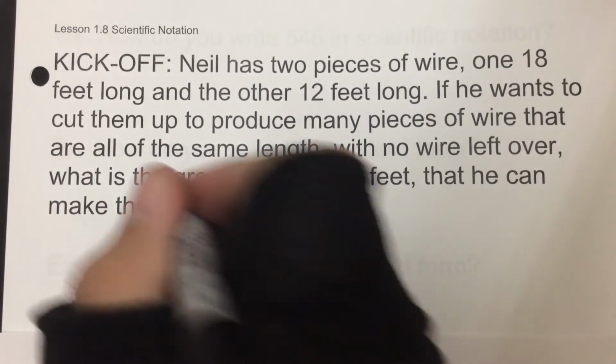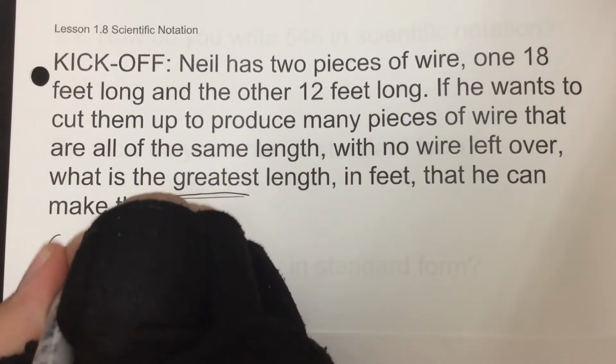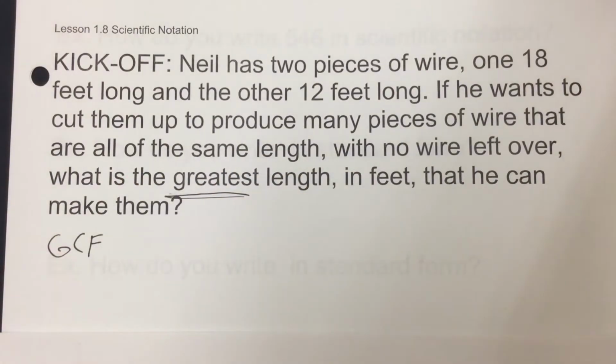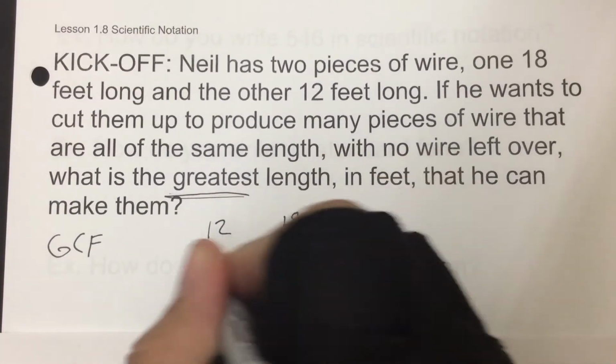Well, again, look for that keyword greatest. That means greatest common factor. You think greatest, big, largest. That's all greatest common factor. Least common multiple, you'll see things like smallest. What's the minimum? What's the least amount he can do? That whole thing. So, greatest common factor, 12 and 18.